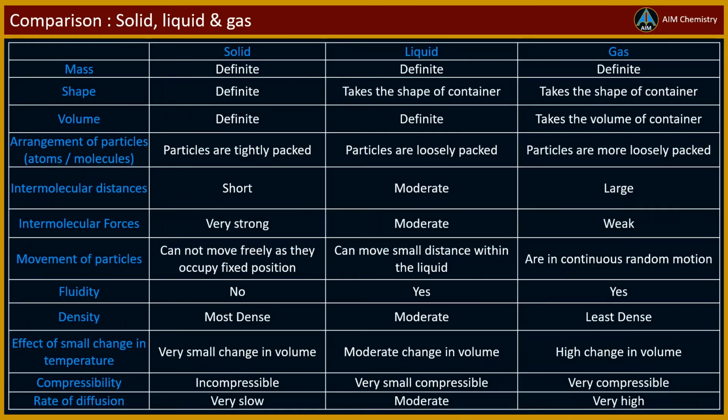First is mass, second is shape, third volume, fourth arrangements of particles, fifth intermolecular space or distances, 6th intermolecular forces, 7th movement of particles, 8th fluidity, 9th density, 10th effect of small change in temperature, 11th compressibility, and 12th rate of diffusion. With this, we came at the end of session.